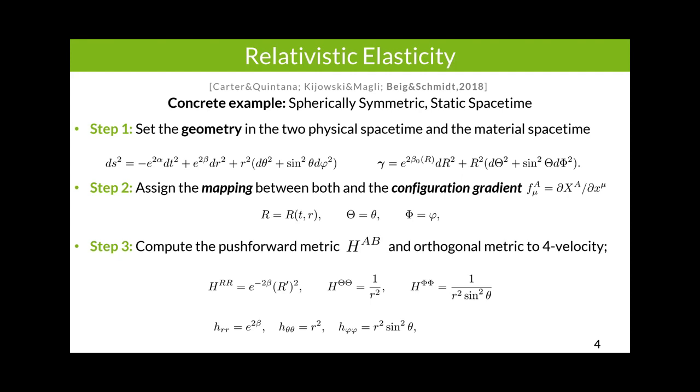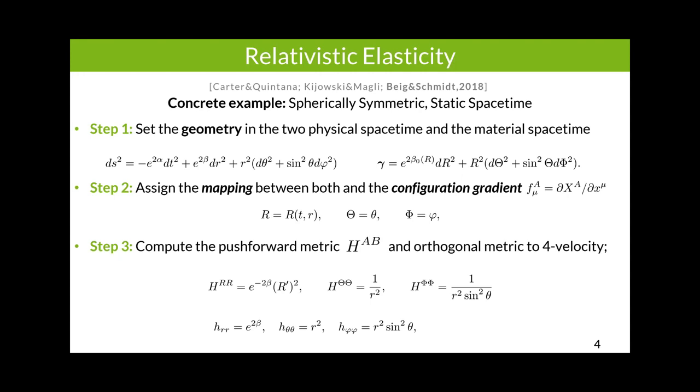Once you have this mapping, what you can do is compute the push-forward metric AJB. In an intuitive way, the push-forward metric projects your physical metric, this g_mu_nu, into the material manifold. So what does this do?